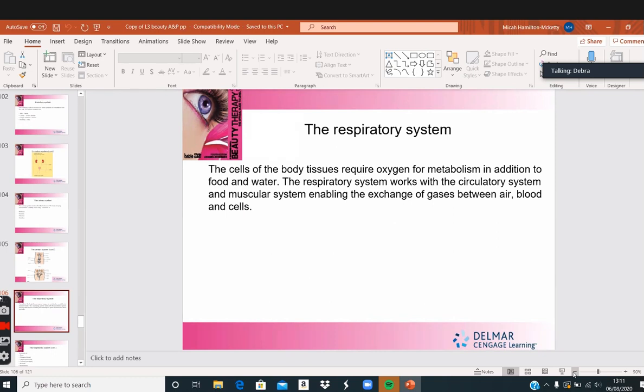Okay, respiratory system. The cells of the body tissues require oxygen for metabolism, in addition to food and water. The respiratory system works with the circulatory system and the muscular system, enabling the exchange of gases between air, blood, and cells. So going back to the beginning, all of our systems interlink. Yes? They just don't work by themselves and stand alone. Though they do different things, they interlink. Look how many systems we brought up. We brought up the muscular system. We're in the respiratory system. We brought up blood, which we haven't covered yet, and cells. Yeah, so all our systems interlink. For us to build the house, we need the brick, we need the cement, we need the frame, we need wood, we need glass. They all join up to make this house.